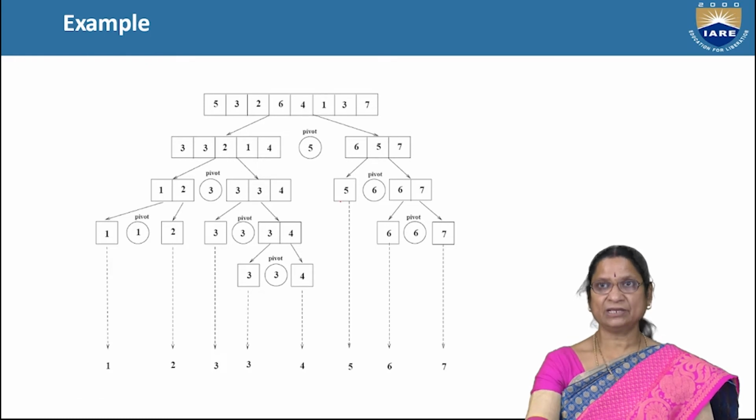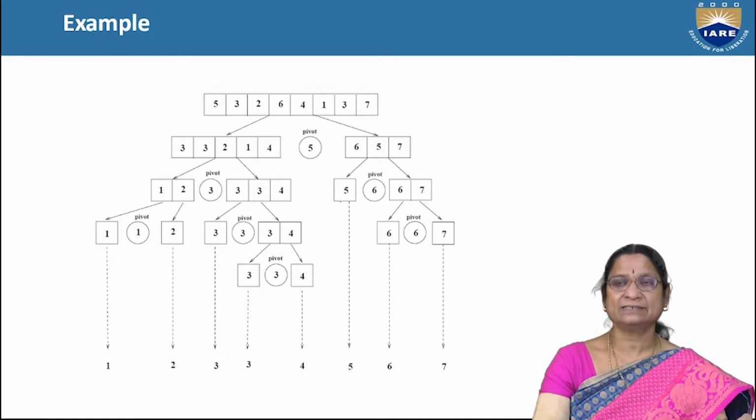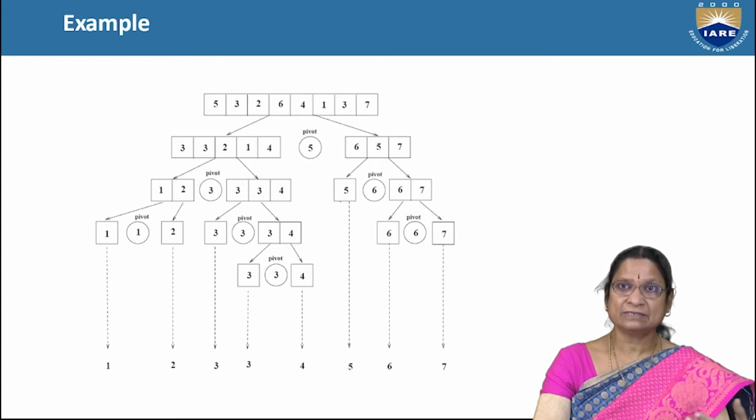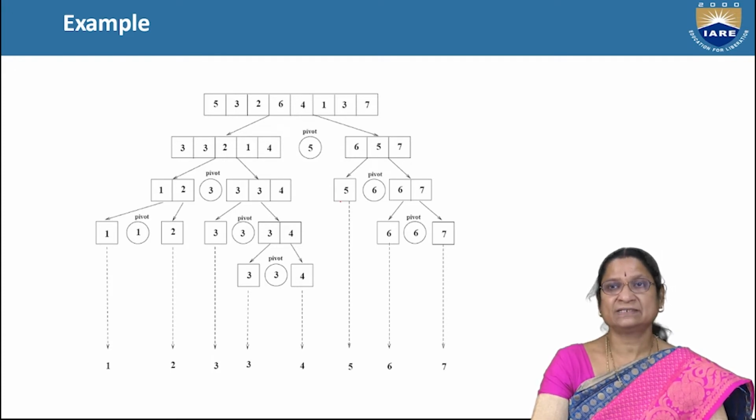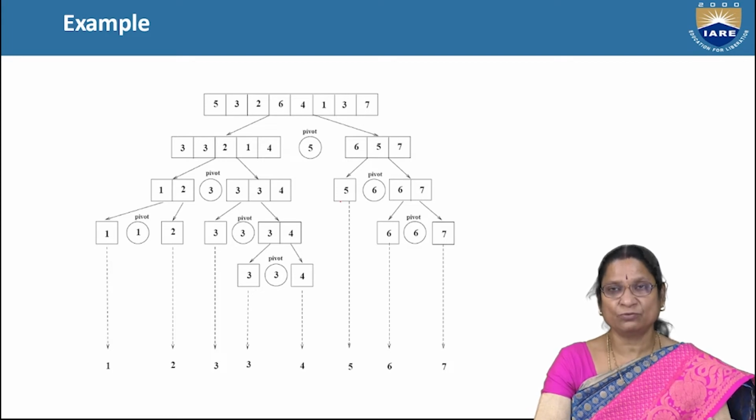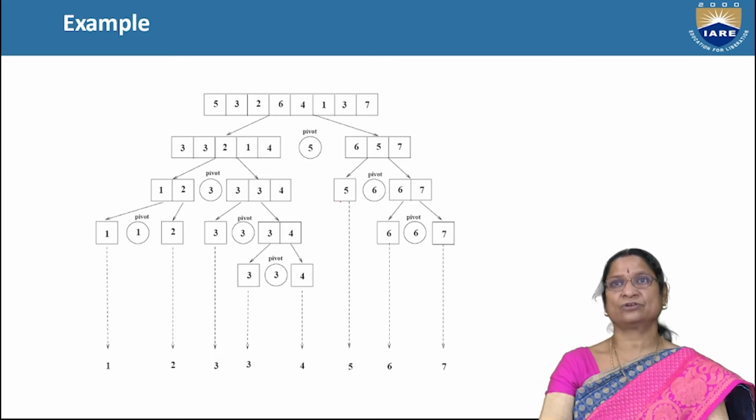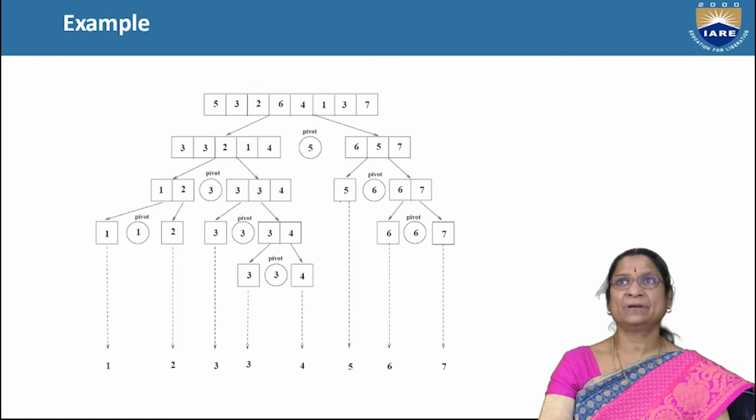So that's why, in the beginning of the video, we considered quick sort: there is no need to combine the results, because the conquer itself takes place in such a way that the pivot element is placed in its correct position. So there is no need to recombine the results at all.